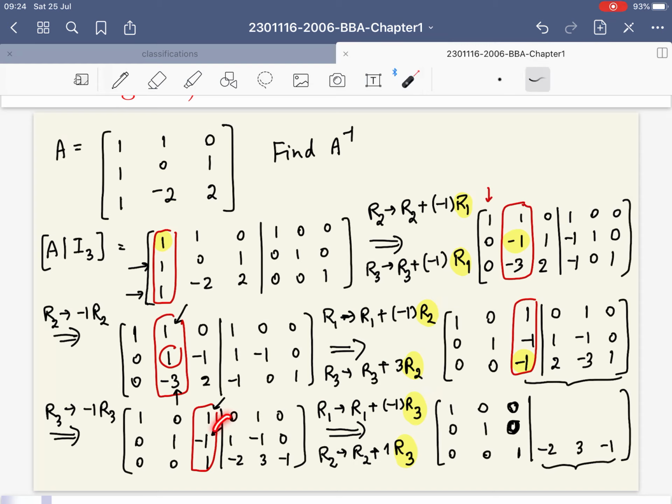That part. So here, the first one is your R1 minus R3. So it's 0 minus negative 2, so you have 2. 1 minus 3, so you have negative 2. 0 minus negative 1, so you got a 1.